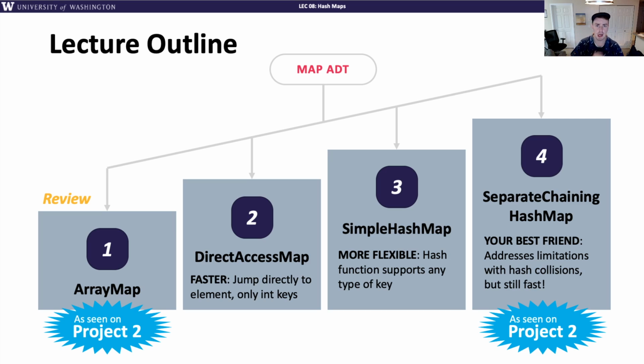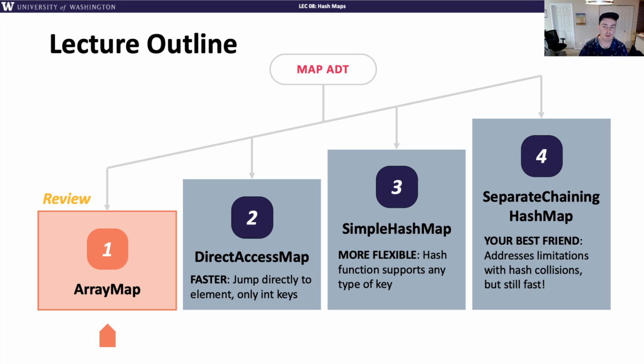So in this video, we're going to talk about the map ADT and the array map implementation. The next video, we're going to talk about steps 2 and 3, these direct access maps and simple hash maps. And then in the last video, we're going to talk about this separate chaining hash map. So all this will make sense after all of these videos today.